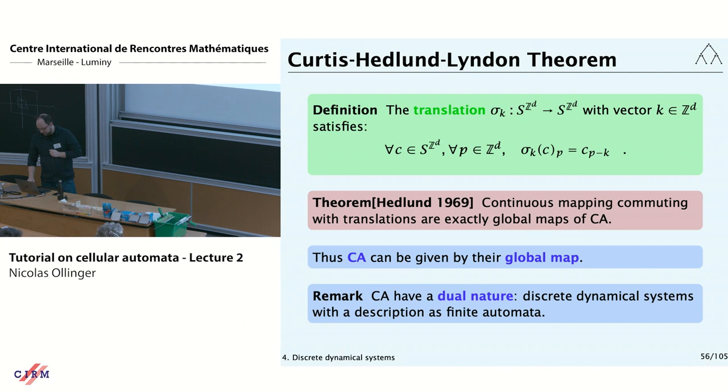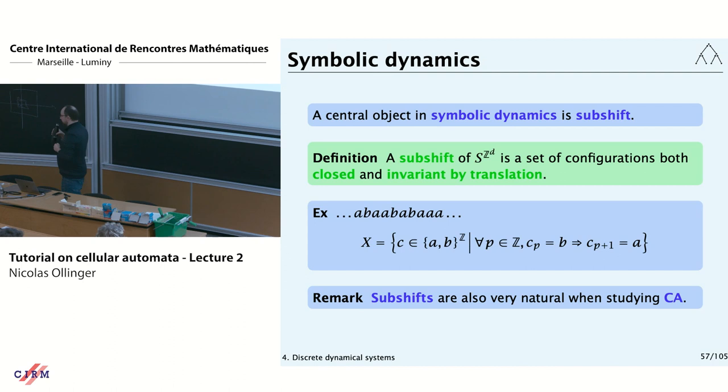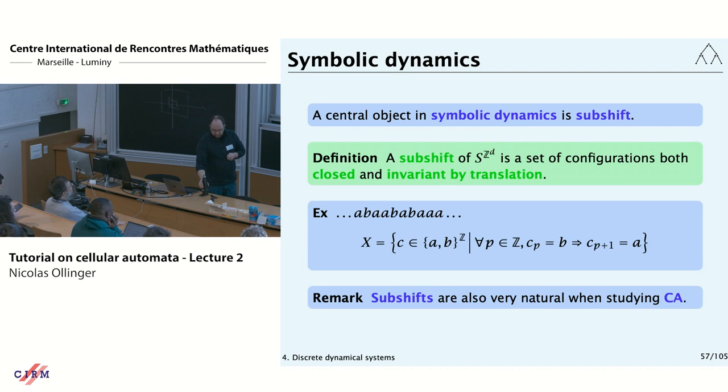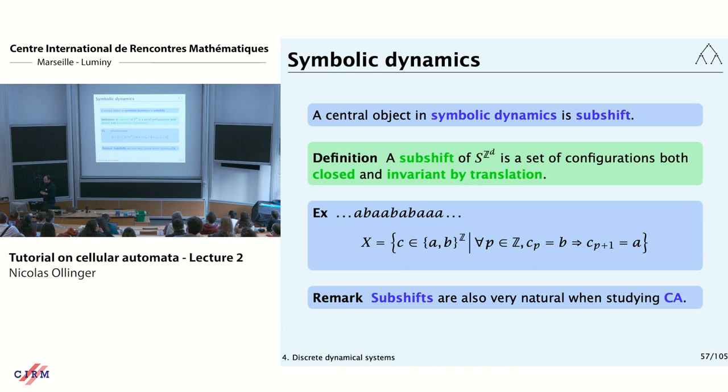So that's very nice. And that's where subshifts arrive. The other object we have to talk about is subshifts. So what is a subshift? It's exactly what is behind those invariant sets. A subshift is a closed set of configurations which is invariant by translation.